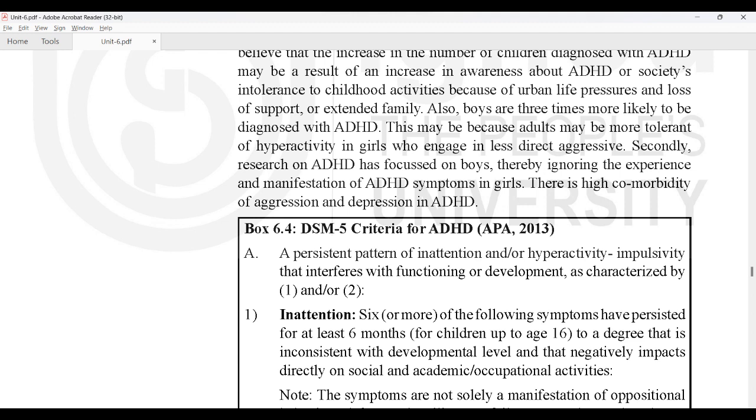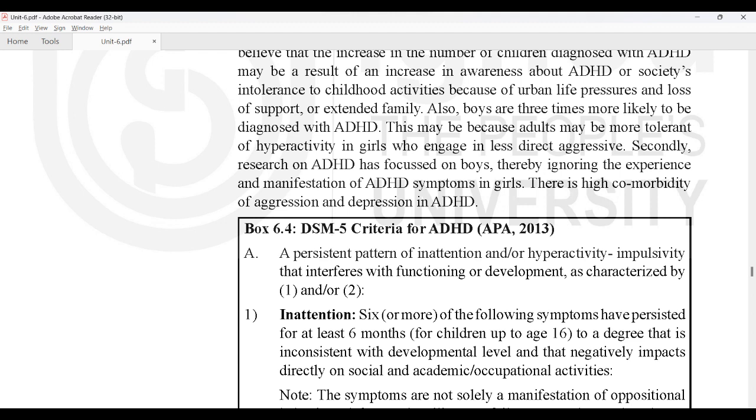This may be because adults may be more tolerant of hyperactivity in girls who engage in less direct aggression. Secondly, research on ADHD has focused on boys, thereby ignoring the experience and manifestation of ADHD symptoms in girls. There is high comorbidity of aggression and depression in ADHD.